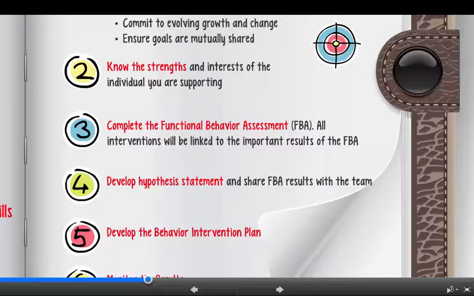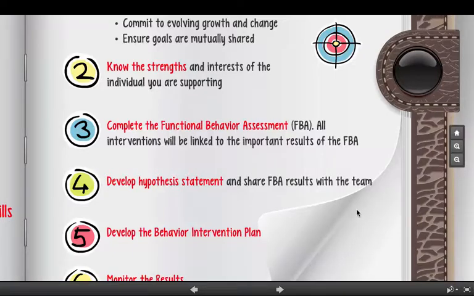And then once that FBA is complete, we're moving on to the fourth part of developing a plan, and that's developing the hypothesis statement. We're saying that we believe this behavior is functioning as a way for the individual to acquire attention, or we believe that the data is suggesting and that our FBA results are suggesting that the individual is motivated by his or her ability to escape or avoid demand situations. So that hypothesis statement is critically important.